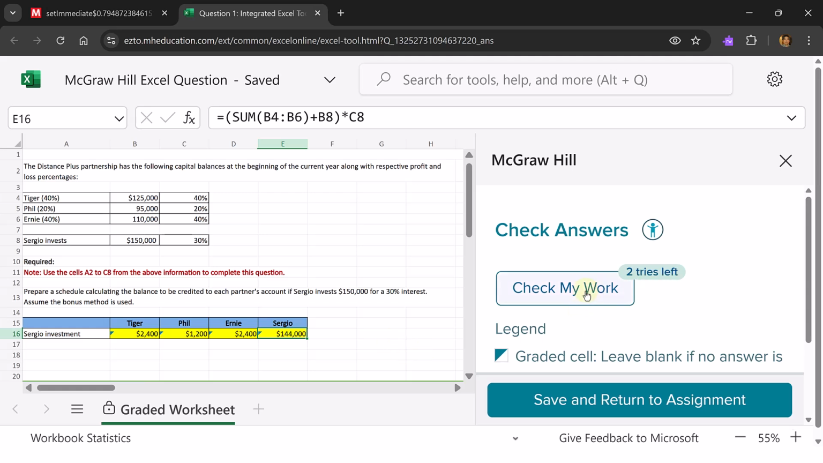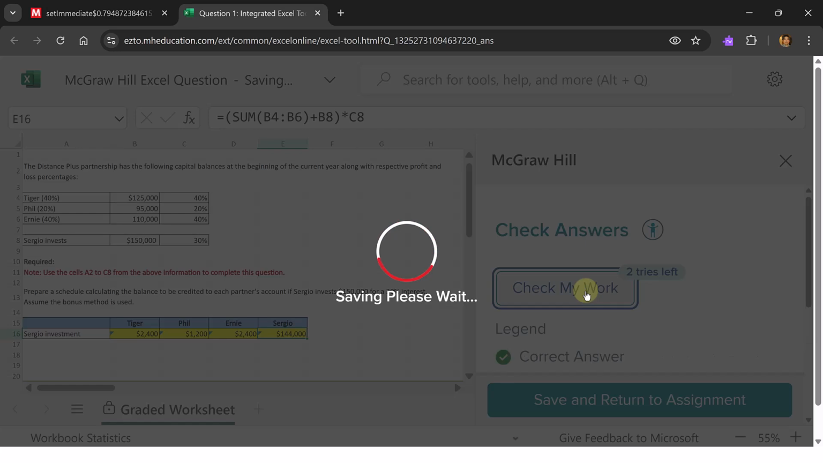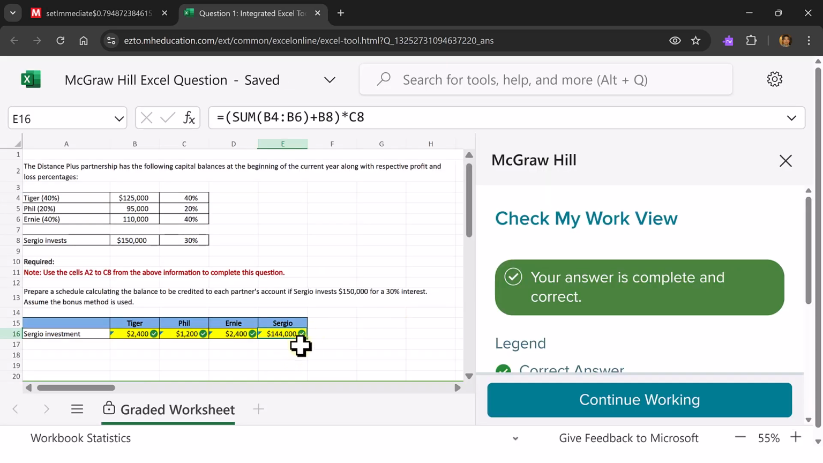So let's check my work one more time. Okay, looks good. Inefficient to me because I was adding this blank cell here. Okay, you can move on to the next video for the second homework problem.